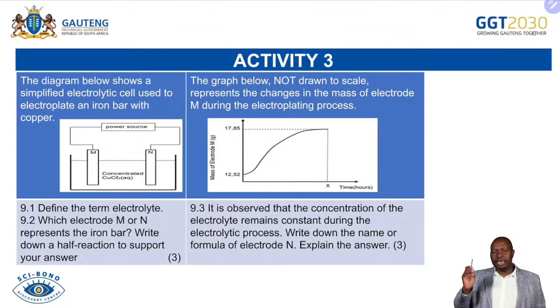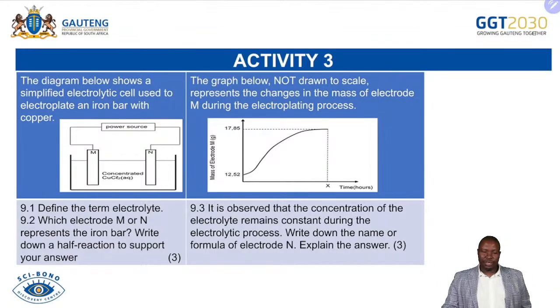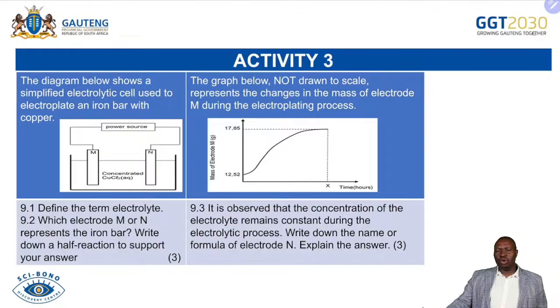We've indicated that an electrolyte is a substance of which the aqueous solution contains ions. Or we said when a substance is dissolved in water, it will give a solution that conducts electricity. So we know what an electrolyte is. Which electrode, M or N, represents the iron bar? So in this case, they're saying, okay, iron bar.